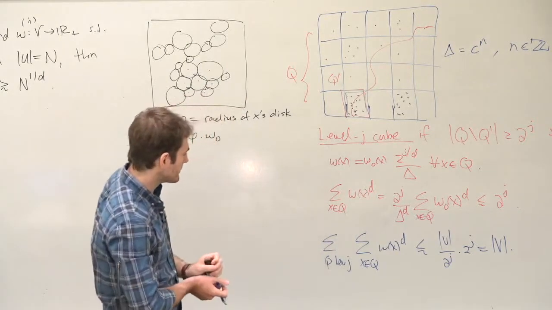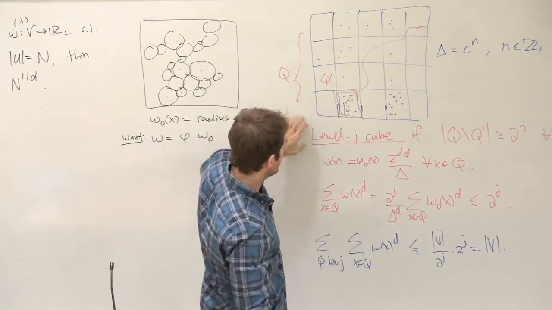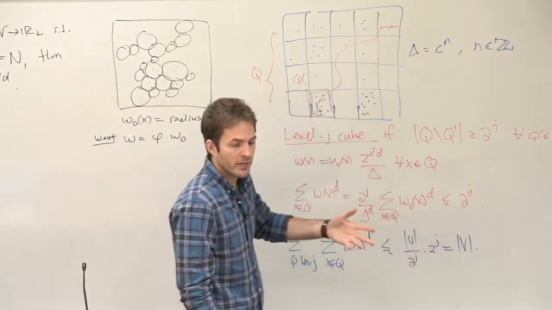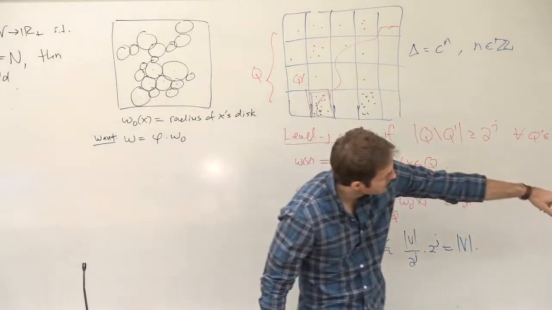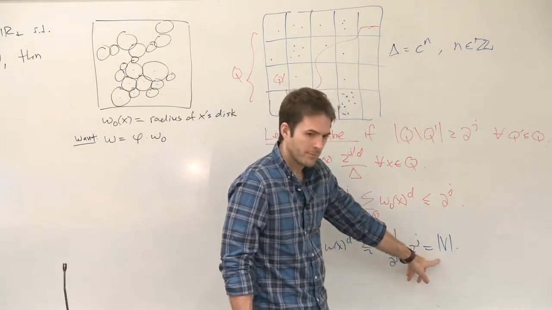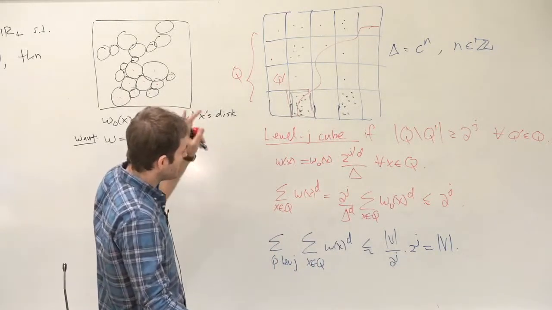Seb? I'm a bit confused by the sum over j. Every level j cube is costing me conformal weight 2 to the j. So how much conformal weight am I paying altogether? I sum over all level j cubes, of which there are only the number of vertices over 2 to the j, and every one costs 2 to the j. There is a sum over j. Yeah, okay, so definitely there's a sum over j.